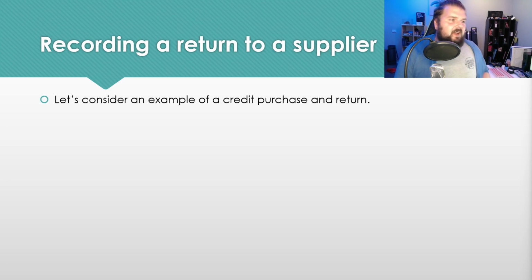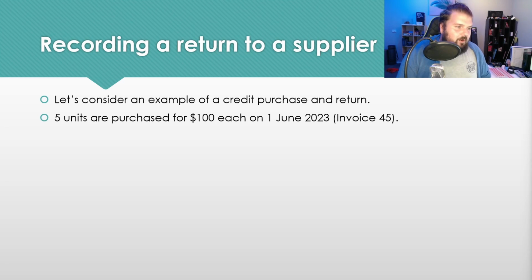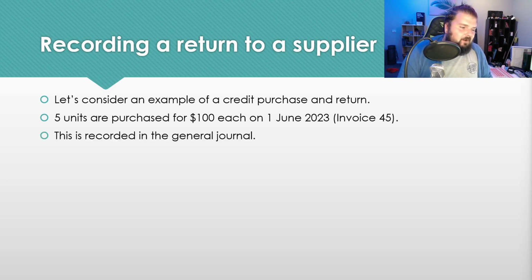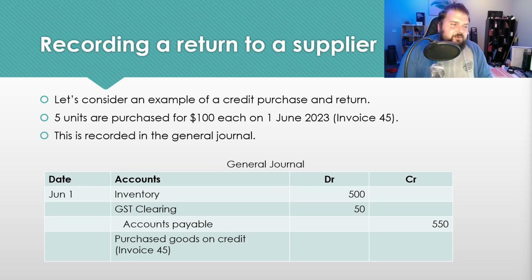So let's look at recording a return to a supplier. Firstly, let's set up this situation. First off, we'll consider this credit purchase. We purchased 5 units for $100 each on the 1st of June 2023, and this is going to be invoice 45. And this is how we record it. Okay? So pretty simple: we've purchased inventory, we have paid off, in a sense, some GST. We've reduced our GST liability, and we've promised our account payable that we'll pay them $550.